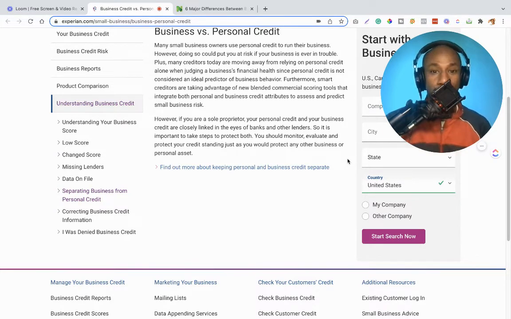Furthermore, smart creditors are taking advantage of new blended commercial scoring tools that integrate both personal and business credit attributes to assess and predict small business risk. However, if you are a sole proprietor, your personal credit and your business credit are closely linked in the eyes of banks and other lenders. So it is important to take steps to protect both. You should monitor, evaluate, and protect your credit standing just as you would protect any other business or personal asset.